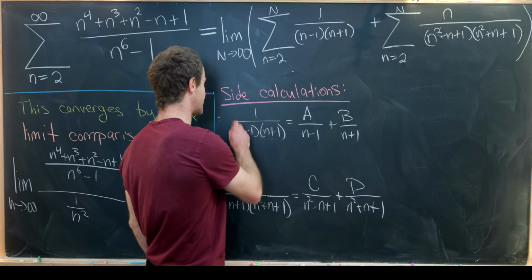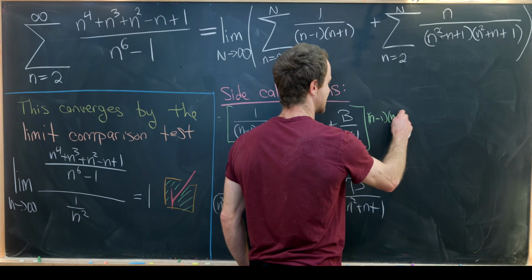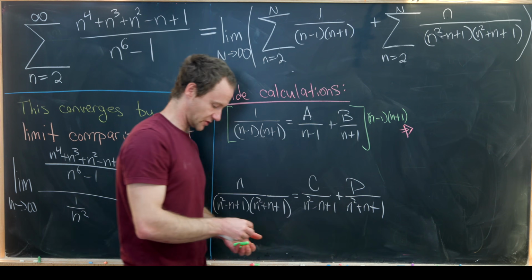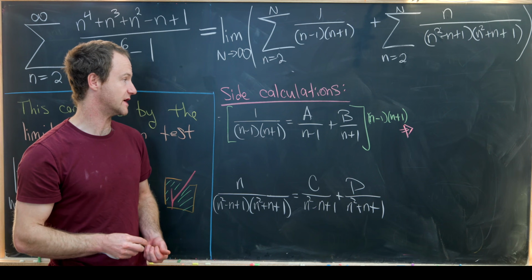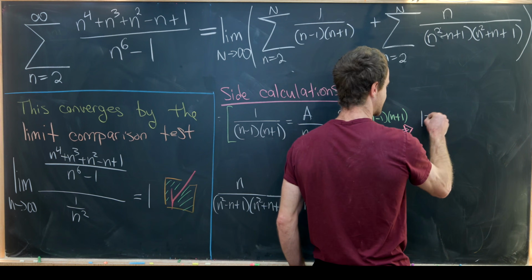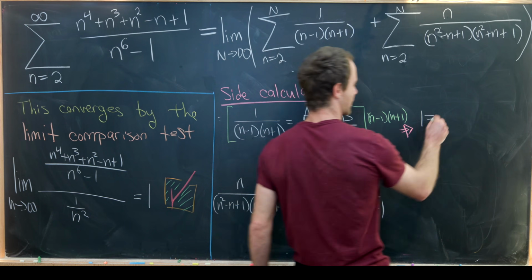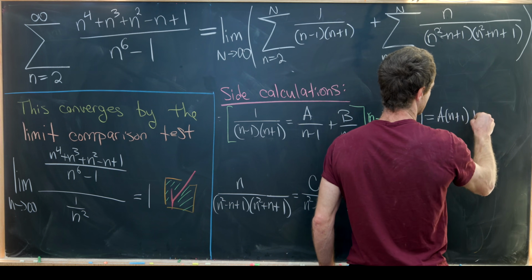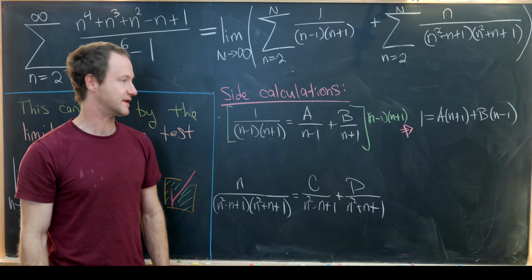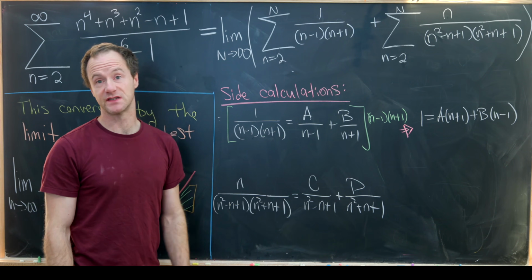So now we can clear the denominator here by multiplying this whole thing by n minus 1 times n plus 1, and that will change our rational function equation to a polynomial equation. So let's see what it leaves us with. On the left-hand side, we'll be left with just the number 1 because that totally cancels this denominator. And on the right-hand side, we'll have a times n plus 1 plus b times n minus 1 after canceling the appropriate denominator.